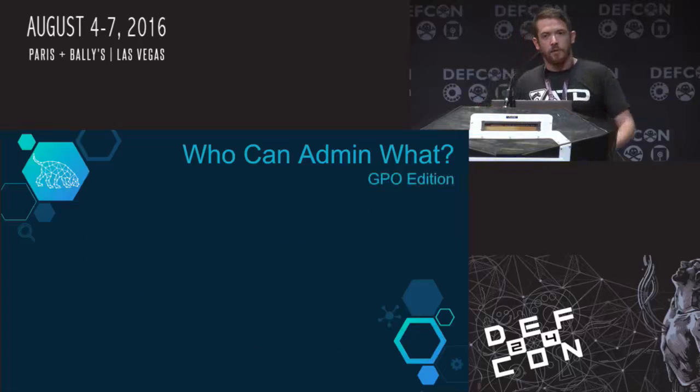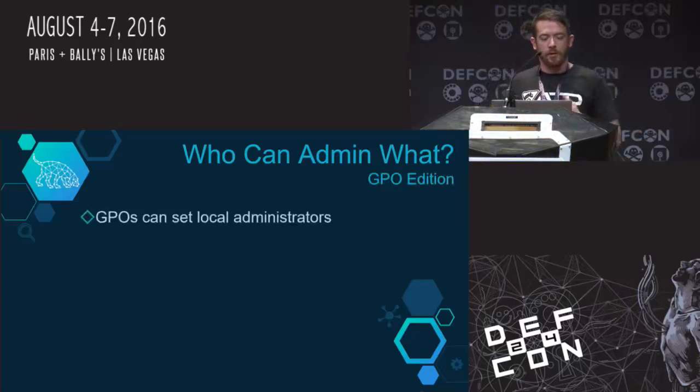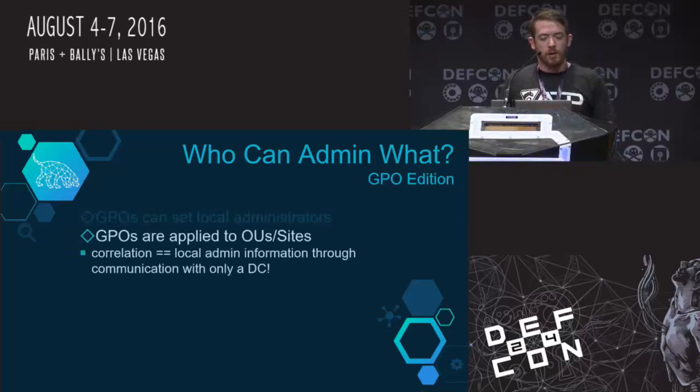We also have a new kind of method to gather the same information. I worked last year with Sean Metcalf on how to structure this approach. Group policy objects are just collections of settings that are applied to computers. Some of these settings define who is in the local administrators group for a particular machine, either through restricted groups or group policy preferences. GPOs are linked to OUs and sites.